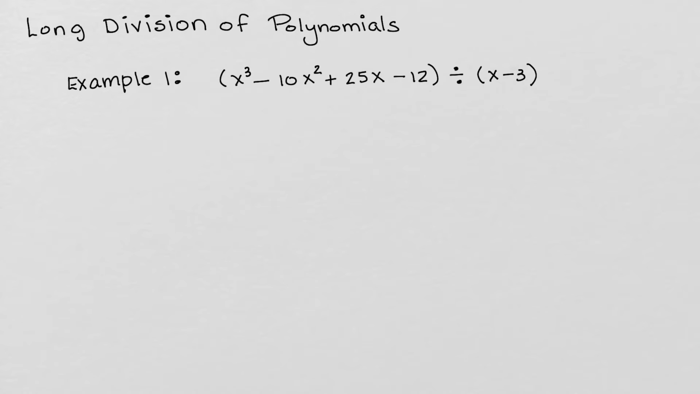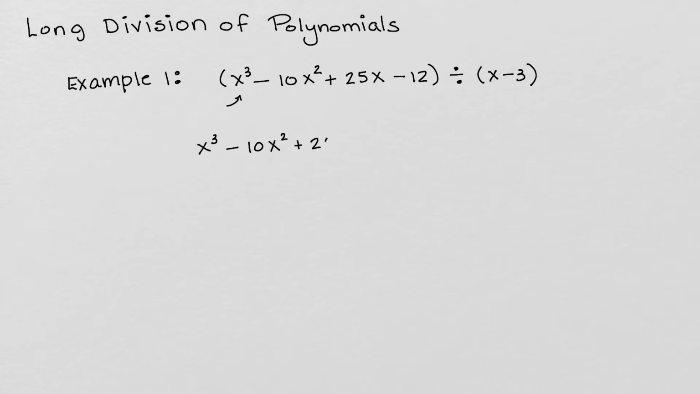In this problem, we want to divide x cubed minus 10x squared plus 25x minus 12 by x minus 3. The first thing I'm going to do is check this polynomial to make sure that I have every term in descending order. And we have x cubed, then x squared, x, and then a constant term. So we're ready to go. We don't have any missing terms.